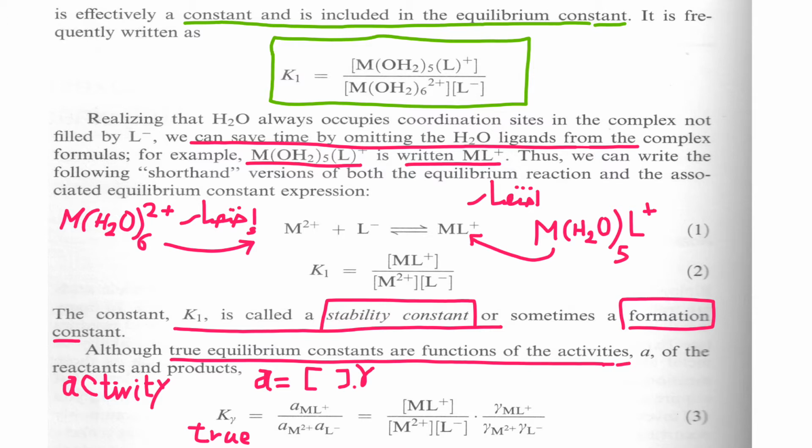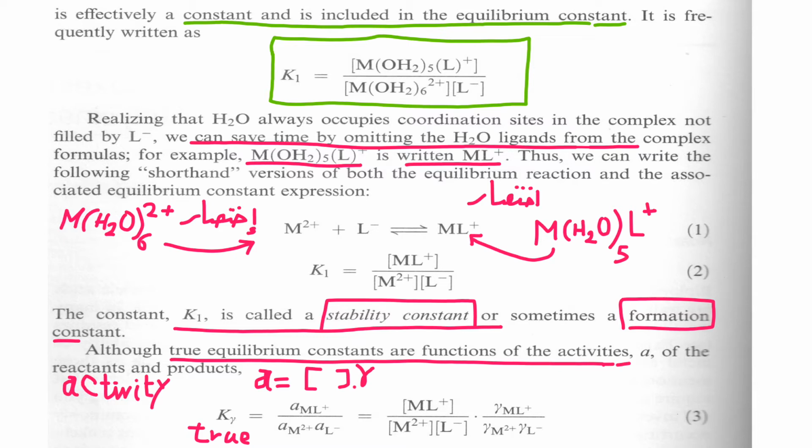And usually for inorganic coordination compounds, it's 10 to the 20, 10 to the 5, 10 to the 10, very high amount. Now, for the equilibrium to be true, you have to use, as you know, the activity instead of the concentration, because it's more accurate, and the activity equals the concentration of any substance times the mean activity coefficient gamma. Now, K gamma equals the activity of the complex ML plus divided by the activity of the metal 2 plus times the activity of the ligand L minus. And this is equal to the concentration of the species ML plus times gamma ML plus, divided by M2 plus times gamma M2 plus, L minus times gamma L minus.